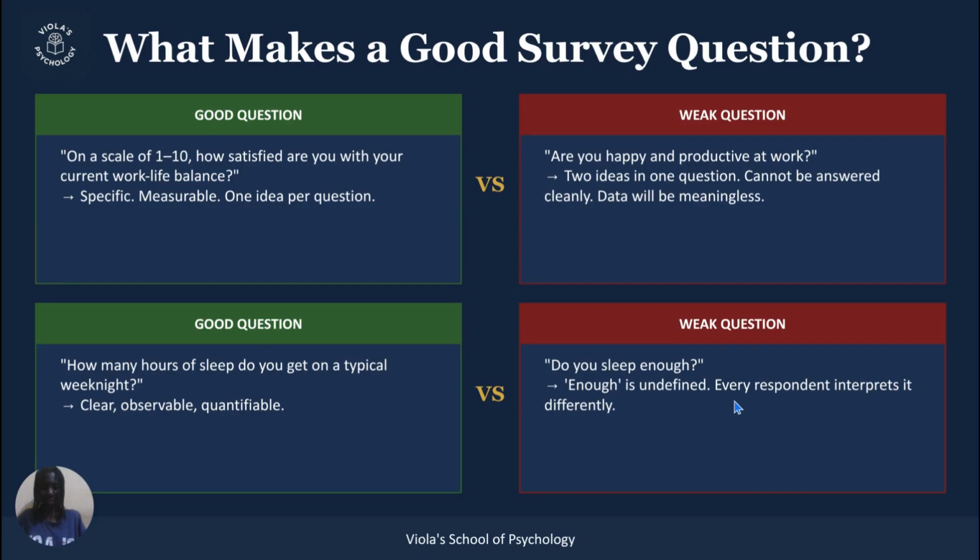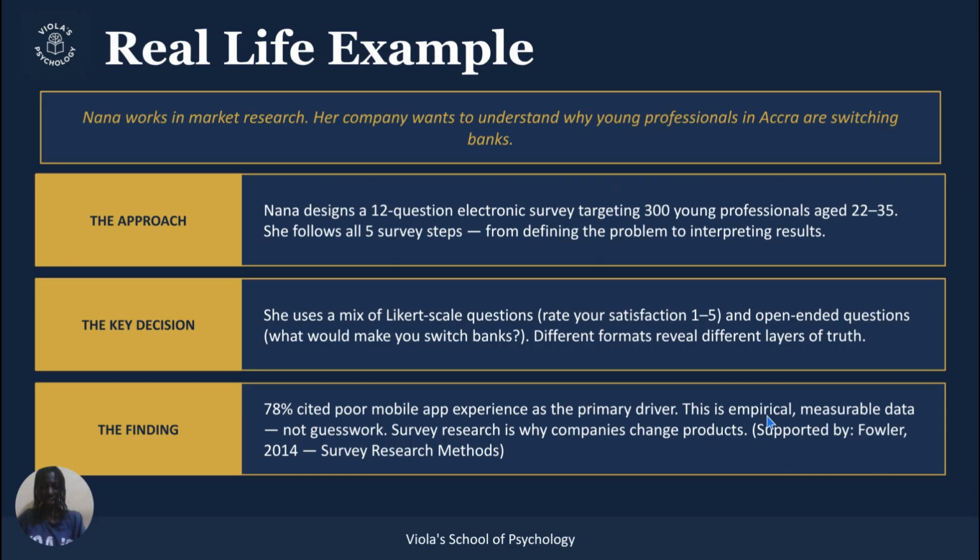Enough is not defined, you see, and every respondent has a different threshold in their head. Everybody has a different idea of what enough is. So the data will reflect those different thresholds that the respondents have, and not the accurate truth that you need about sleep.